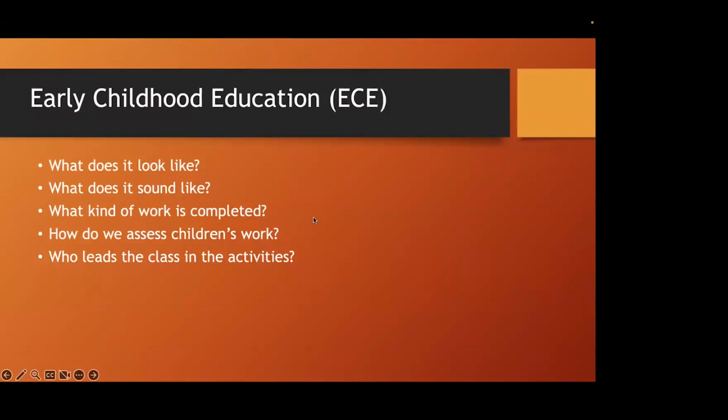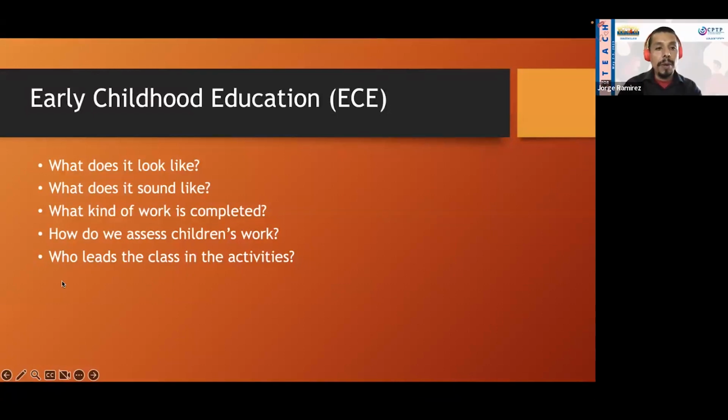It looks like play. That's what it looks like. But what it sounds like is emotional regulation, realizing that there's someone outside that has needs also. So their kids are learning how to share, collaborate, and work with each other. I like that. I like the fact that you brought in social emotional.